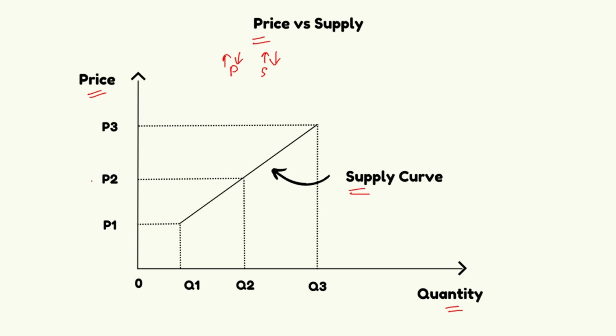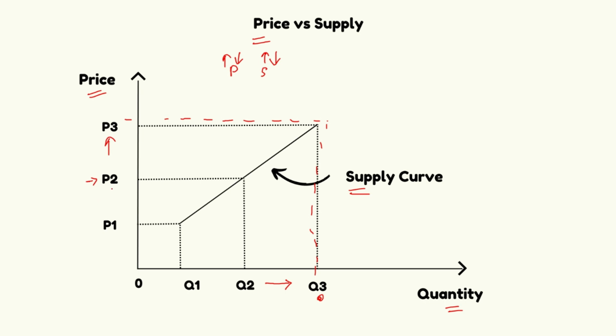Let's consider the price P2. If the price increases to P3, what will happen to the supply? Let's see. The P3 here, so the quantity of the supply will be Q3 here. So what has happened? The supply increases to Q3 because the price and the supply are positively related.